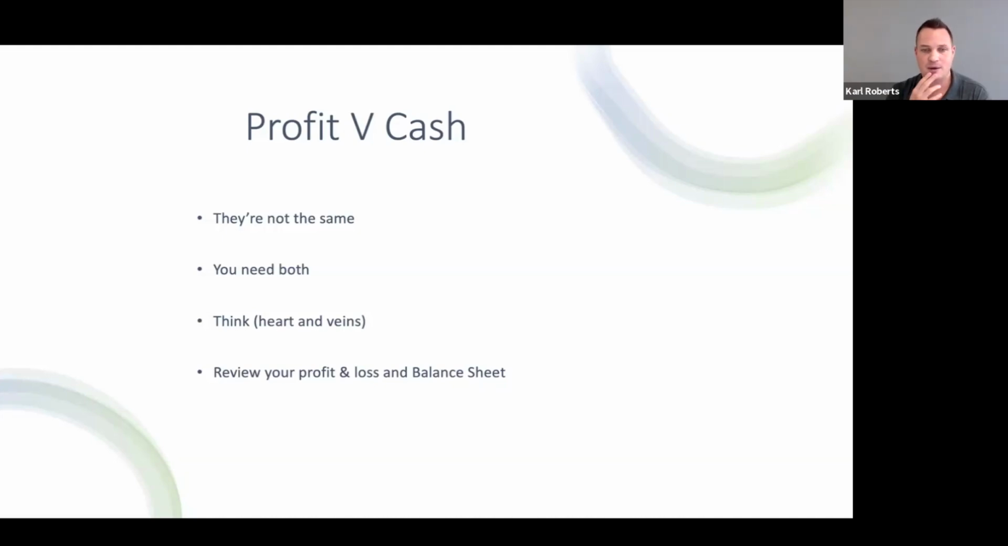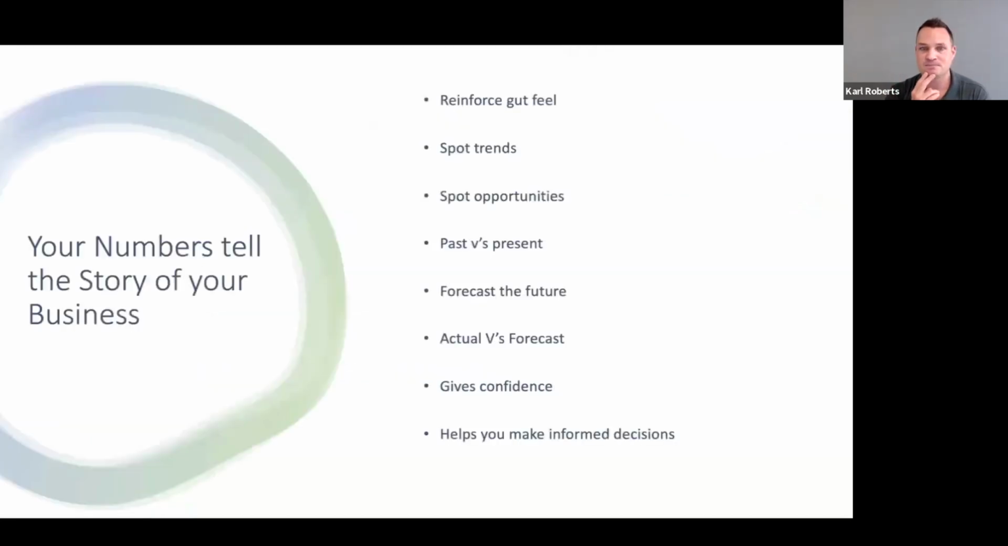And the little comment there, think heart and veins. Think of the heart as a profit, pumping good profit, and then the veins taking it around your body, delivering it to the right places. You need the two of them. They work together. Okay, Tom.